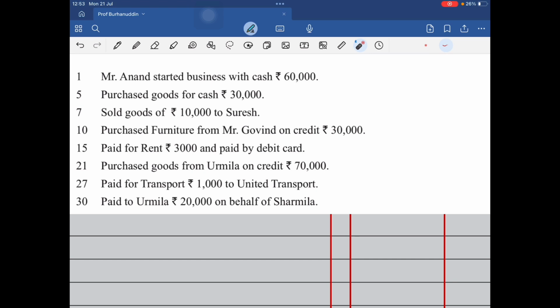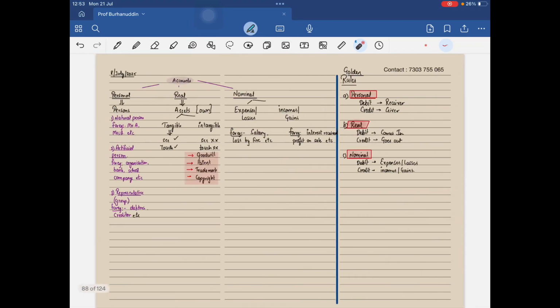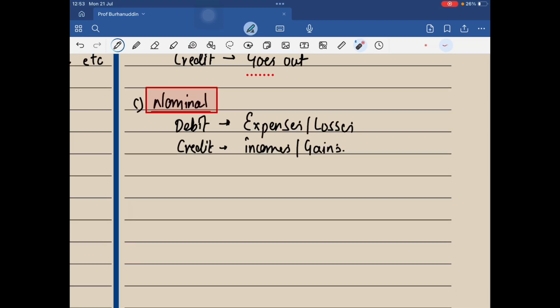Now, they have said that the amount has been paid for rent. So can I say whenever you pay any amount for any expense, this becomes a nominal account? Yes or no? So rent is a nominal account, and if it is an expense, it has to be debited because you know that debit all expenses and losses. I hope you do remember. We did this over here. Have a look. The nominal account rule. So rent is going to be your expense, so it has to be what? Debited.